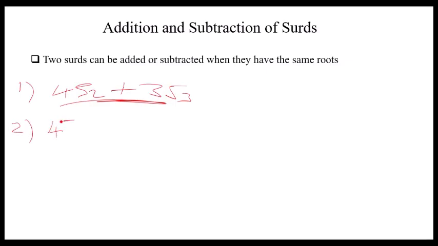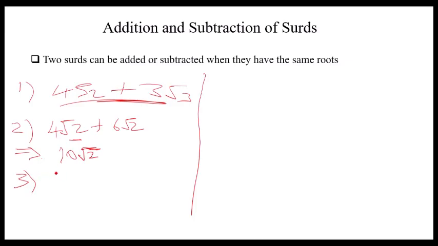4 root 2 plus 6 root 2. You can see it is possible in this scenario, right? So what are we going to do? These whole numbers, we are going to add them together. 4 plus 6 is what? 10. And then the next thing is going to be what? We'll take one of the surds, and the answer will be 10 root 2. Do you understand?